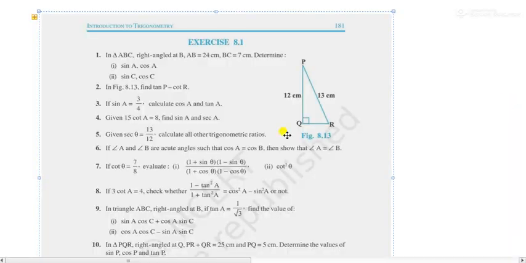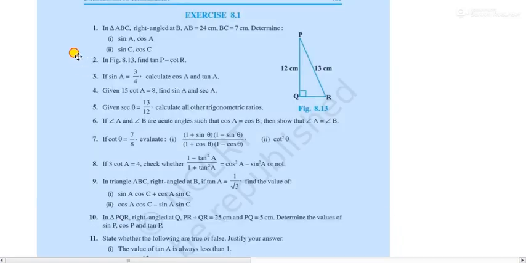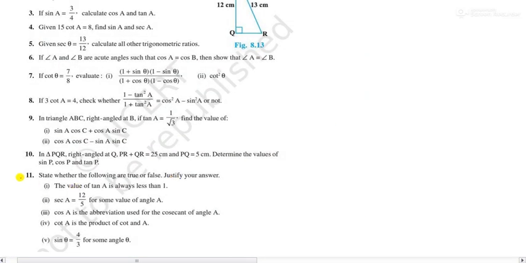Moving to our question number 10. So in question number 10, if you see, they have given, in triangle PQR, right angled at Q. So let me write the figure first. So this is PQR, angle Q at 90. Okay, angle Q is 90. You can write PQR like this also. That is also valid. Now they have given PR plus QR equals to 25, and PQ is equal to 5.